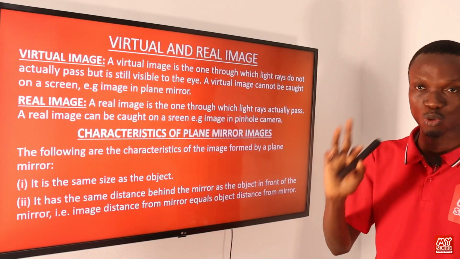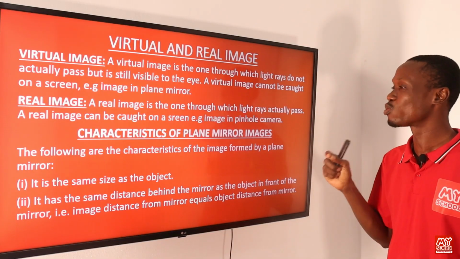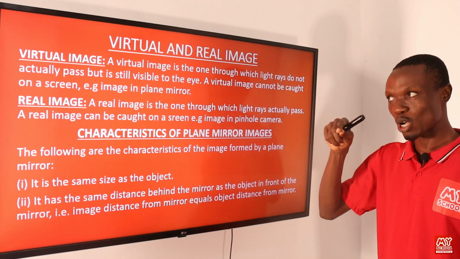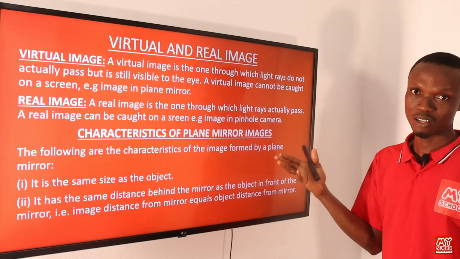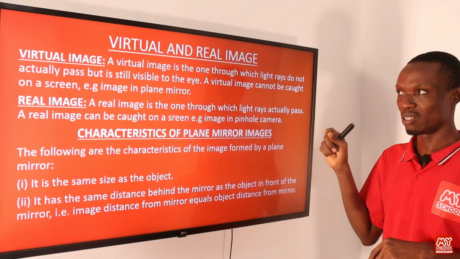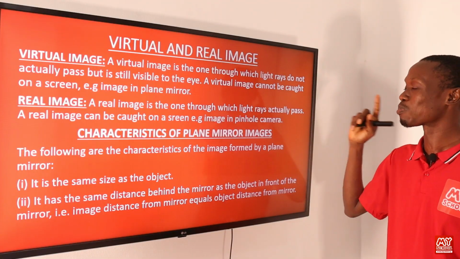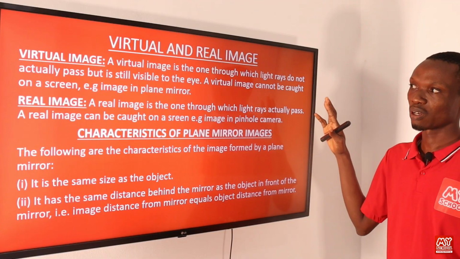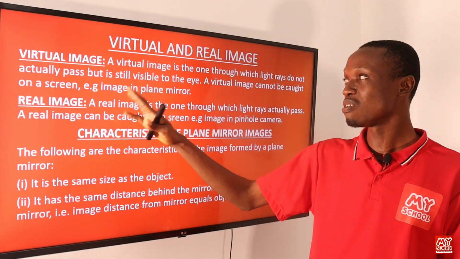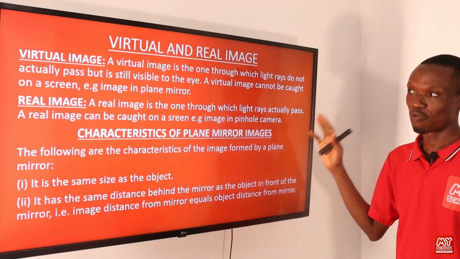So what is a virtual image? A virtual image is one through which light rays do not actually pass, but it is still visible to the human eye. So the human eyes can see a virtual image, but light rays do not pass through it. A virtual image cannot be caught on a screen. An example of a virtual image is the image produced in a plane mirror.